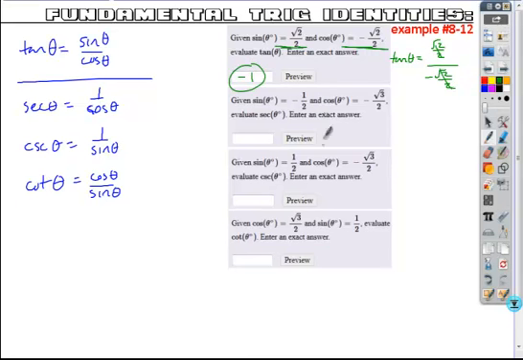Okay, I want you to try these remaining three. See if you can evaluate the secant, the cosecant, and the cotangent at this unnamed angle, but they give you what the sine and cosine are for you to apply the trig identities. When it asks you for exact answers, it's asking you to write the radical and rational form, not to put decimals, so don't use your calculator and enter a decimal.